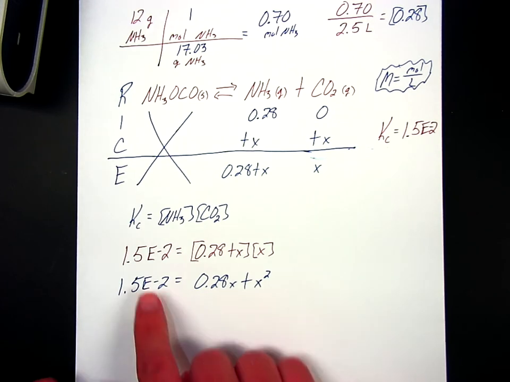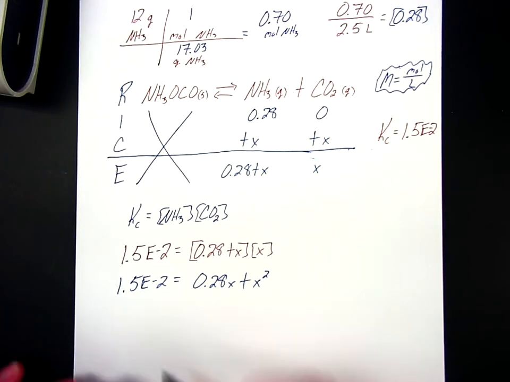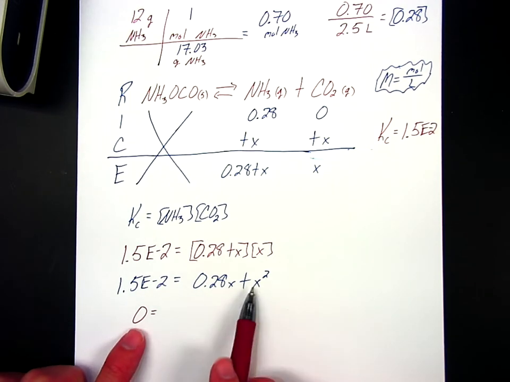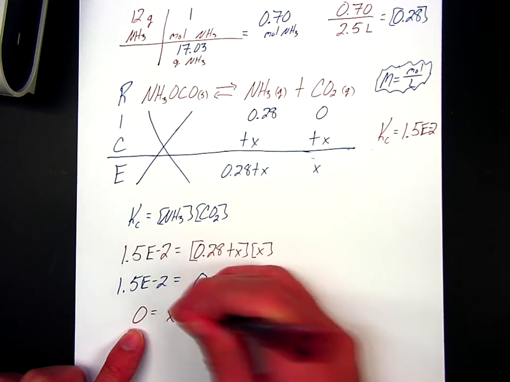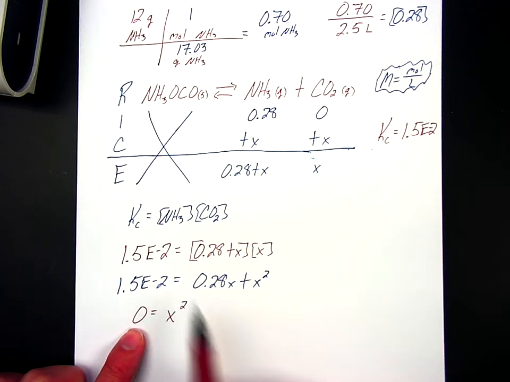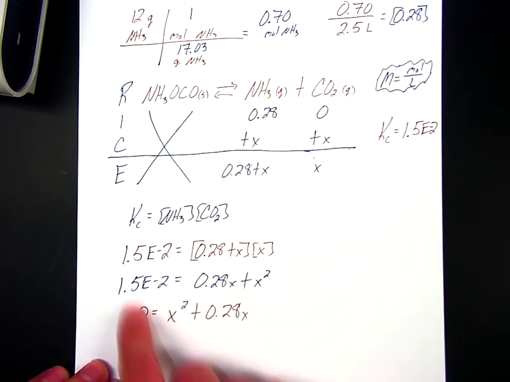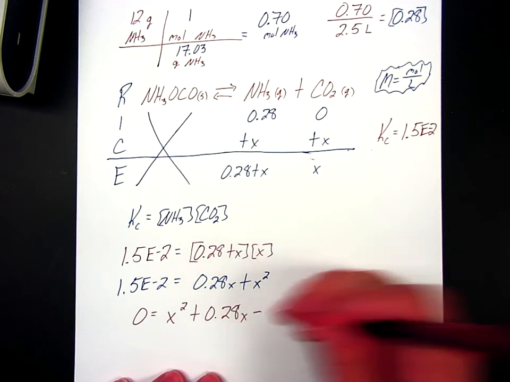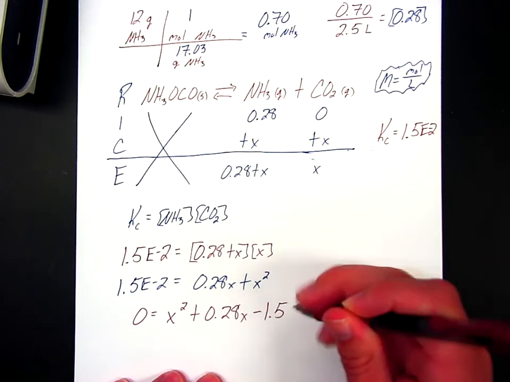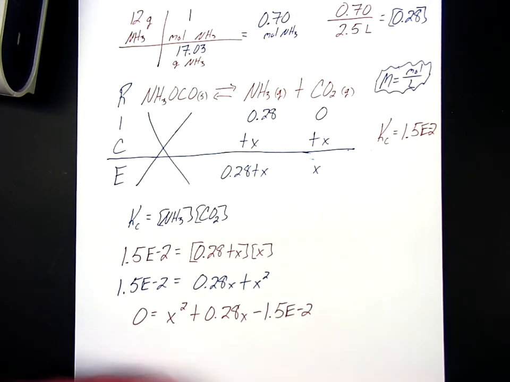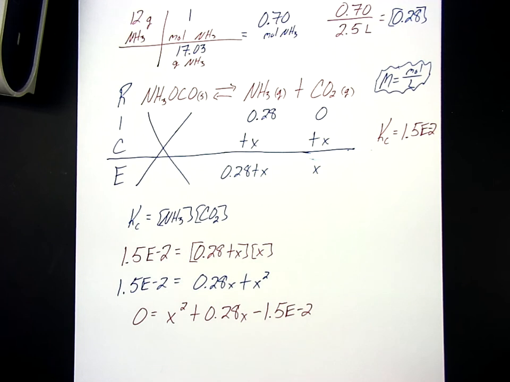So what I want to do is move him over here, because if I do that, it'll become a 0 equals expression. All right, and then I'm just going to make this look pretty. So these two things will keep their sign, right? The X squared will stay positive. All right, the 0.28X will stay positive. But since he moved over, he's going to reverse his sign, so it'll be minus 1.5 E negative 2, right? Because that's how you get him over there. You'd subtract on both sides. So there's my 0 equals expression.